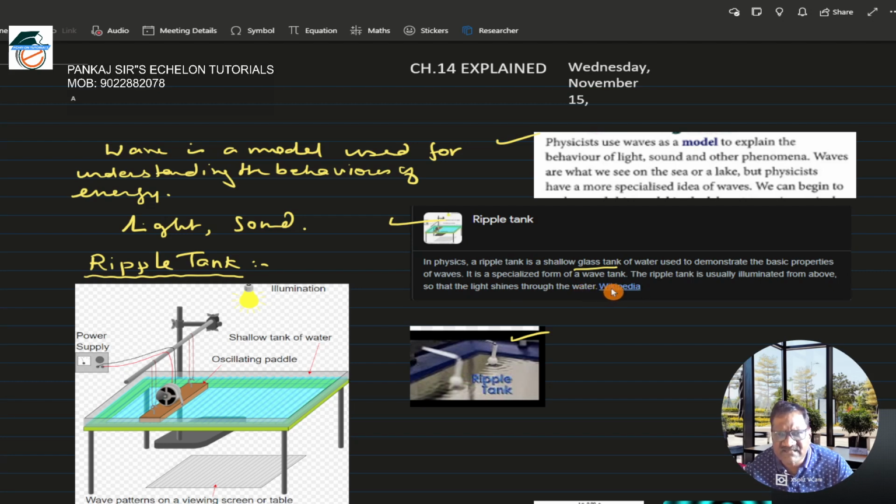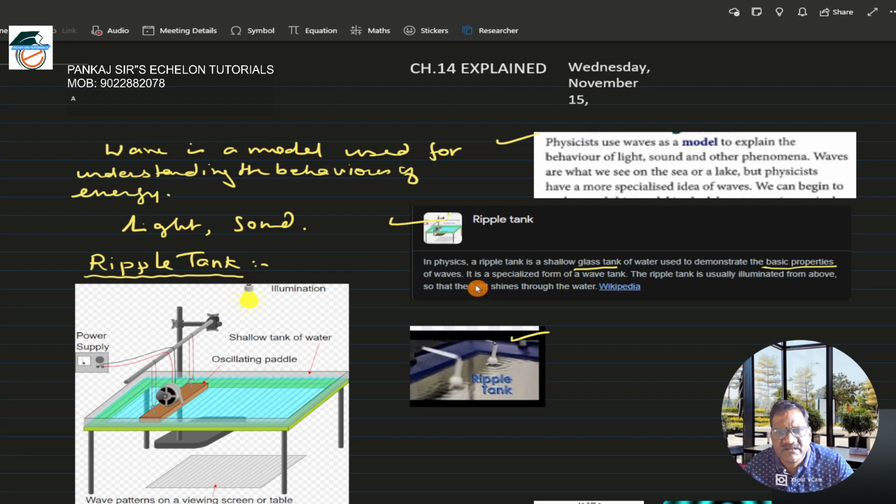Okay, these are the basic properties of a wave, and the speed of the wave. So the basic properties of the waves. If you want to demonstrate or understand them, then for that a shallow glass tank containing water is taken, and this particular tank is nothing but a ripple tank.